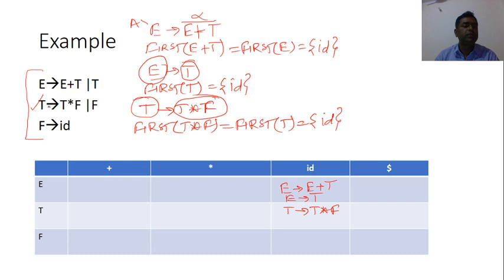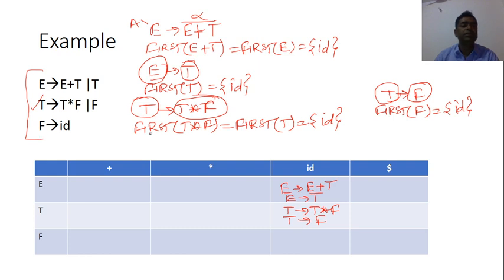Next consider the production T → F. I need first of F. What is your first of F? That is equal to id. So I have to insert this production in the T row and id column. Here I have to insert T → F.